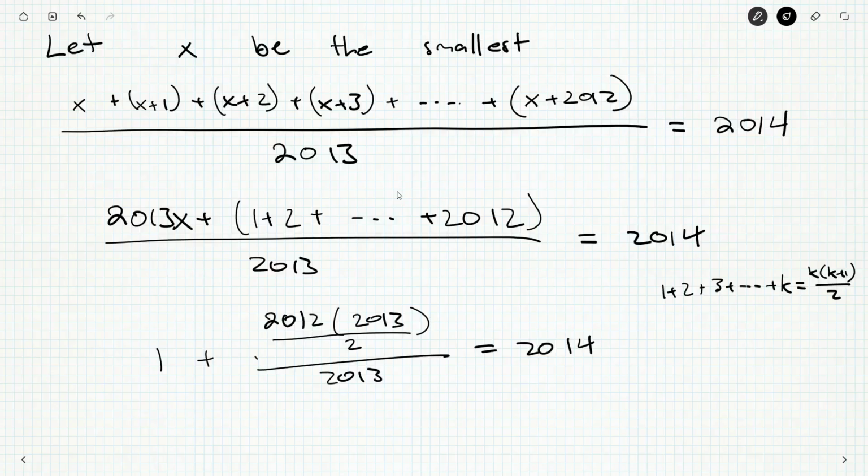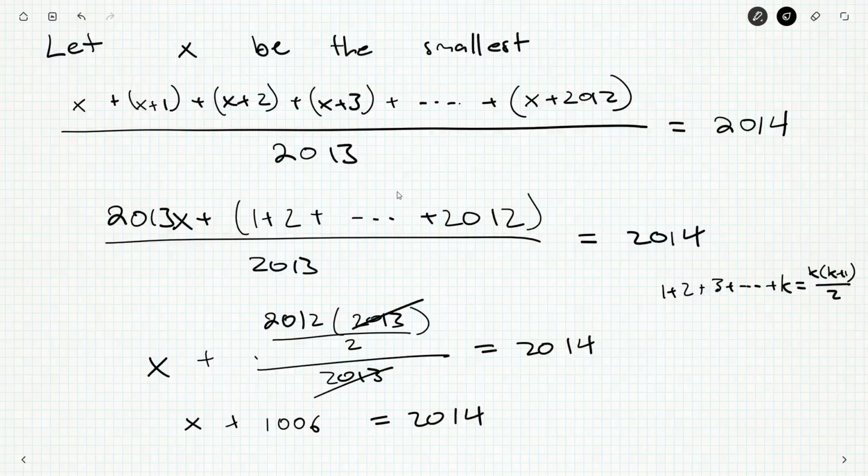And sorry, this isn't 2013, it's 2013 times x. So we'll be left with an x here. So the x plus, and now these 2013s cancel. 2012 over 2 is 1006. So now I rearrange and solve for x. X is 2014 minus 1006. Difference of 8 there and a 1000 here. So x is 1008.